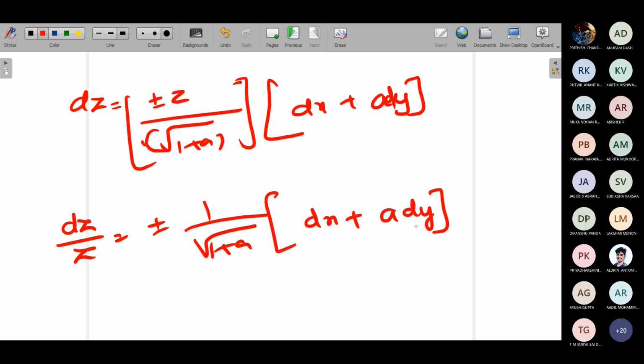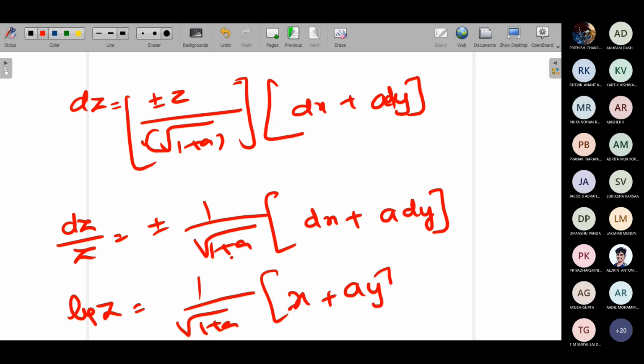When you integrate this, if you want, you can retain this side, or you can bring it to the other side. It's up to you. So it will be log z equals 1 by root of 1 plus a into x plus ay, plus the integrating constant c. That's all. Plus or minus you can write down.